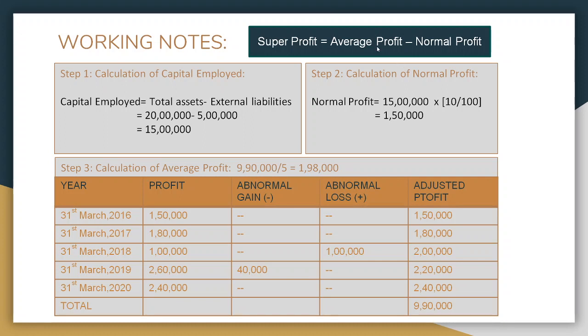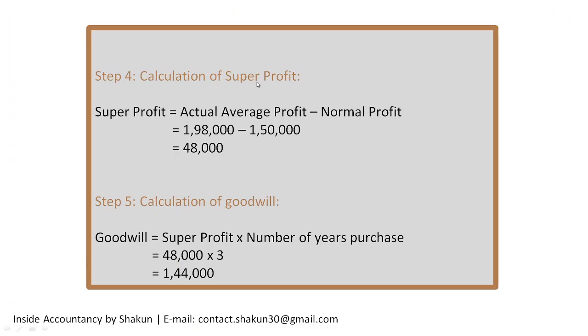So we have the average profit, we have the normal profit. We can easily calculate the super profit, which is equal to average profit minus normal profit, that is 1,98,000 minus 1,50,000 equals 48,000. So we got the super profit. Now since goodwill is to be valued on the super profit, we apply the formula super profit into number of years purchase, 48,000 into 3. So 1,44,000 is our answer. It is the value of goodwill as per this question.